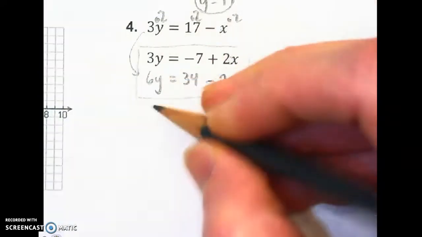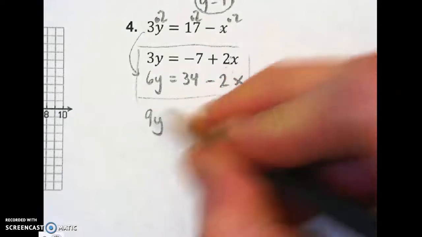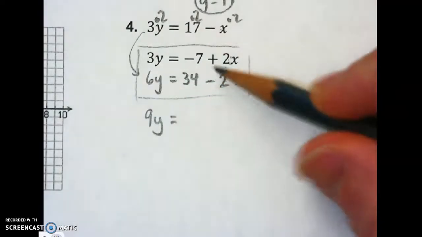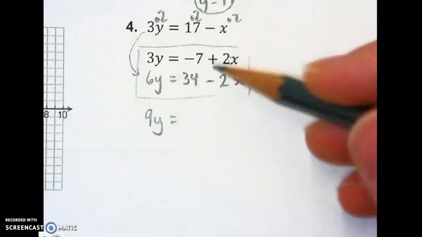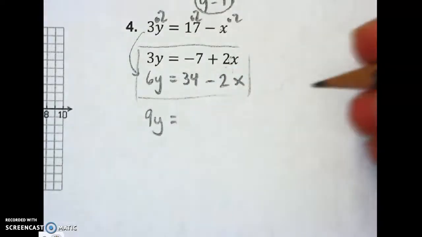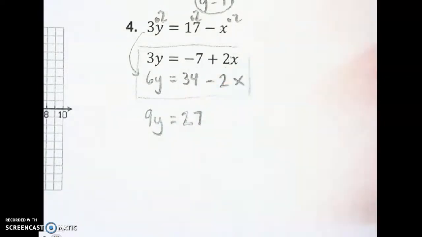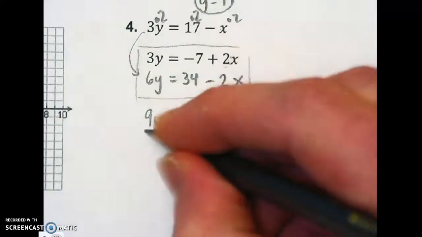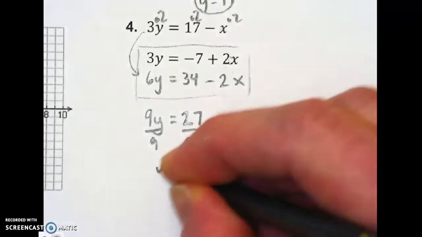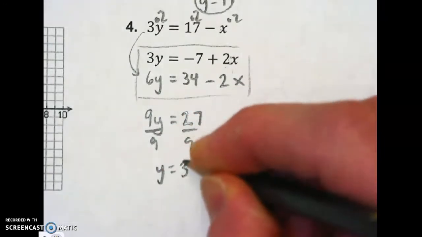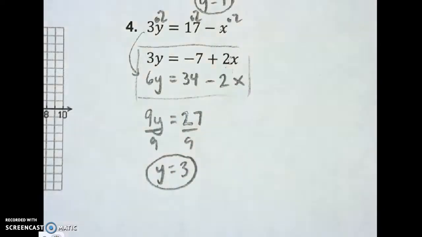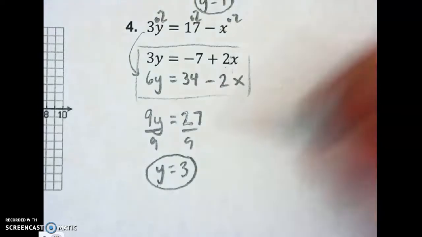So 3 and 6, that gets me 9y. Negative 7 and 34, so 34 minus 7. That is 27. Now I can divide both sides by 9. Y equals 3. Okay, I'm going to plug that back in.